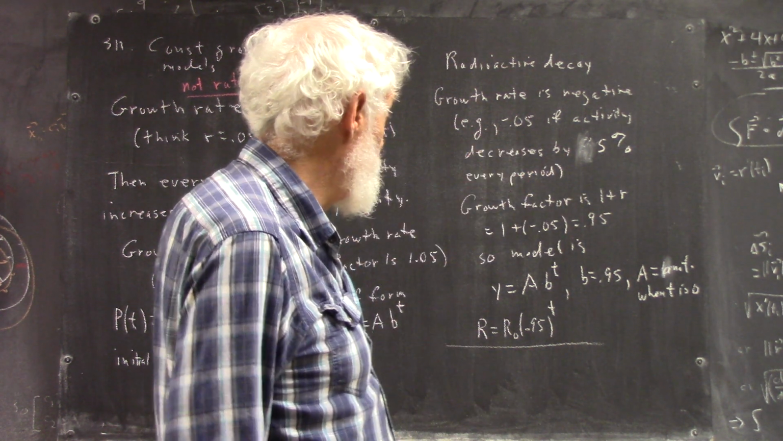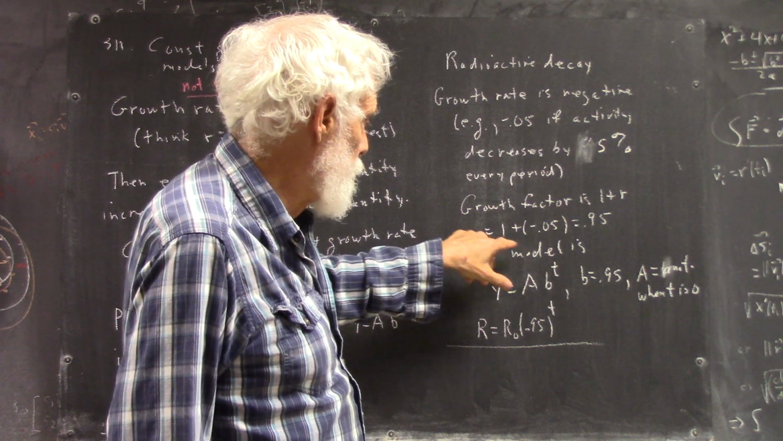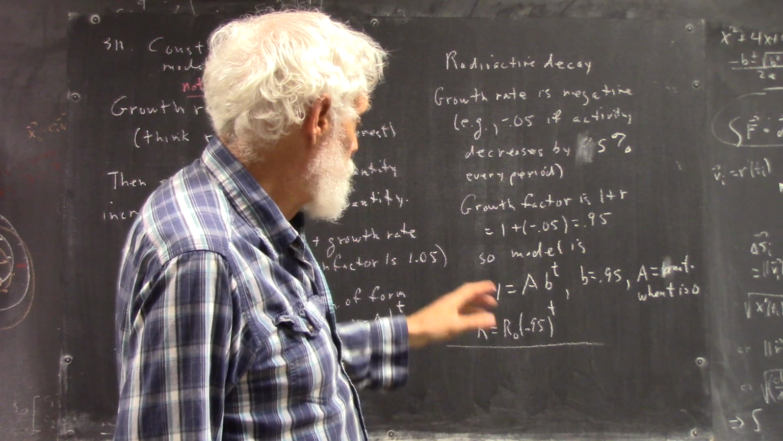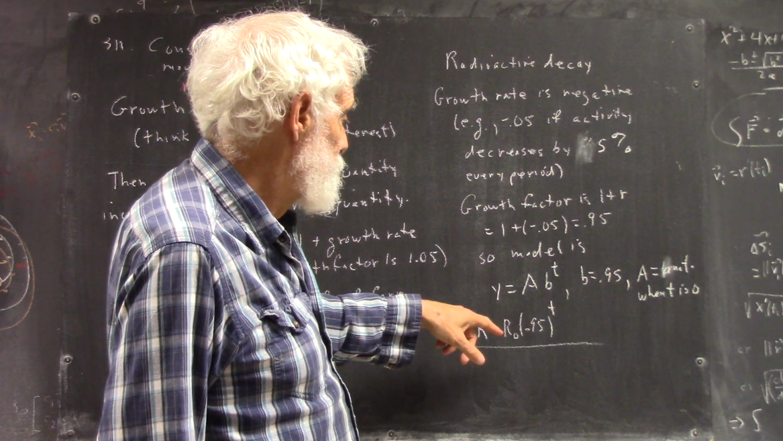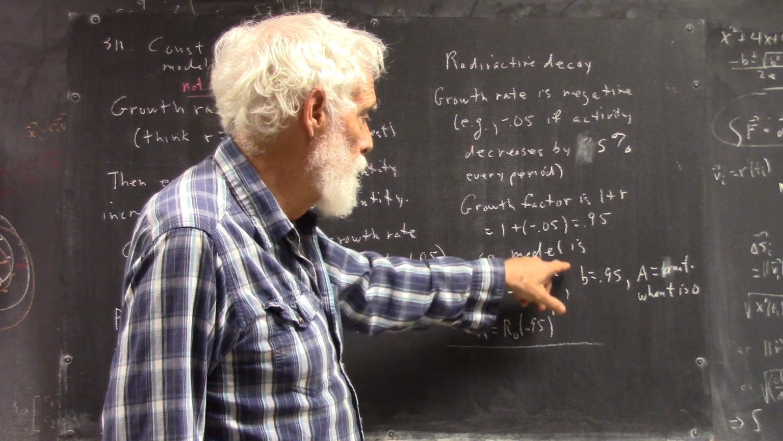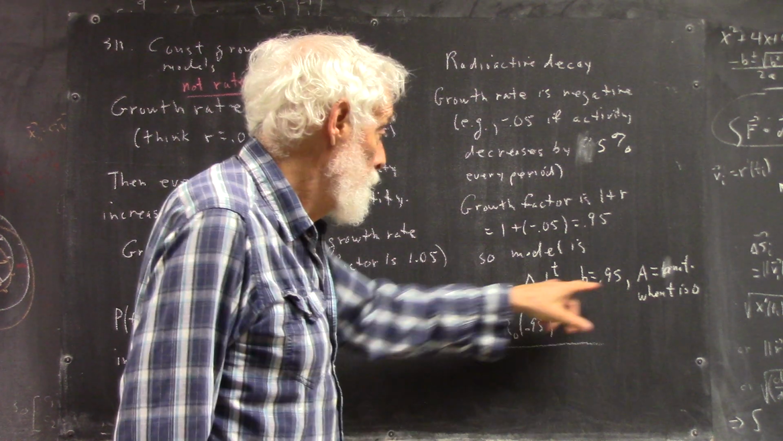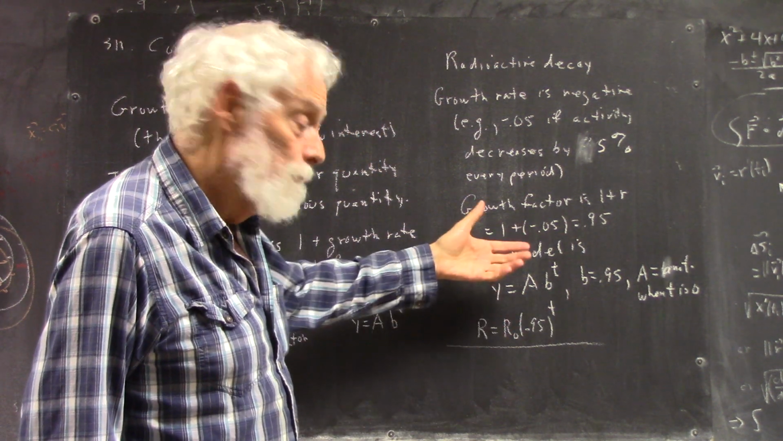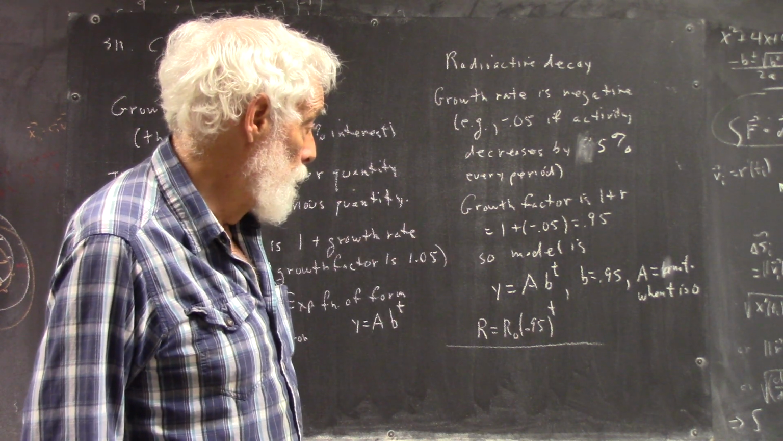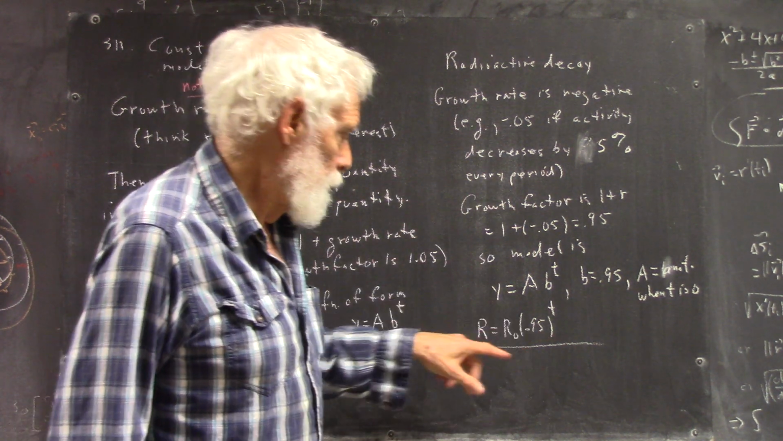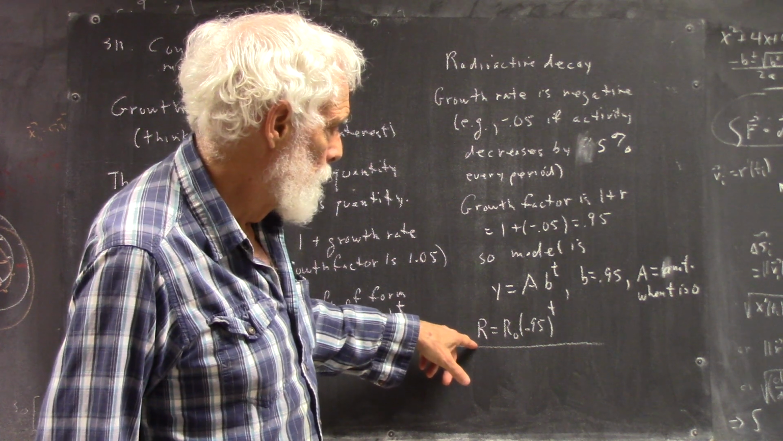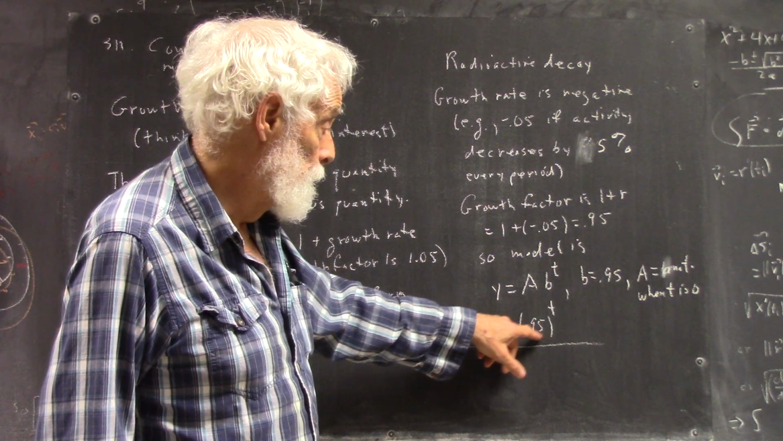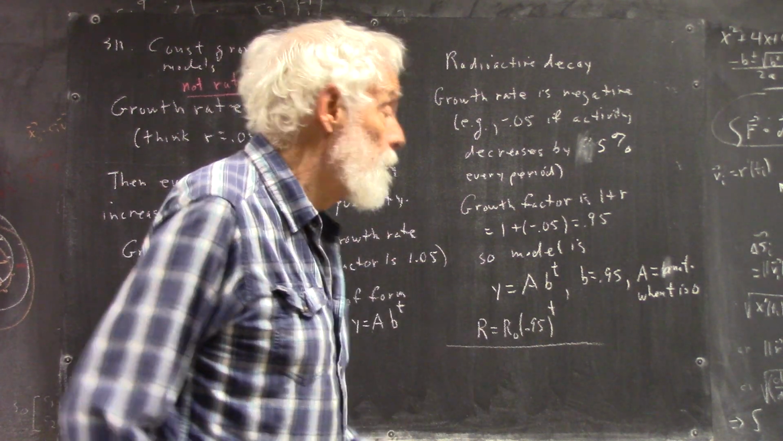That's your growth rate. Your growth factor then is 1 plus the negative 0.05, or 0.95. So your model would be a y equals a b to the t model, with b being your growth factor, 0.95, and a being your t equals 0 amount. And in terms of the amount of radioactive substance, if we let R be the amount, R equals the initial amount, R naught, times 0.95 to the t.